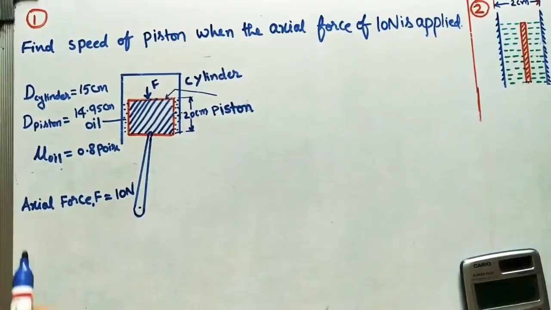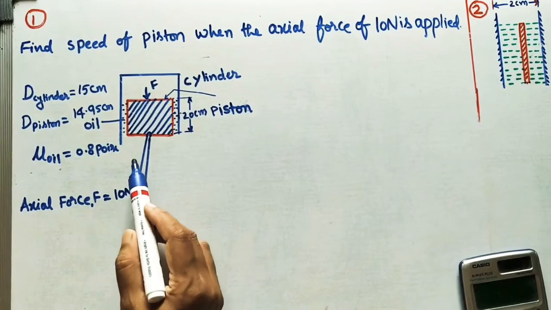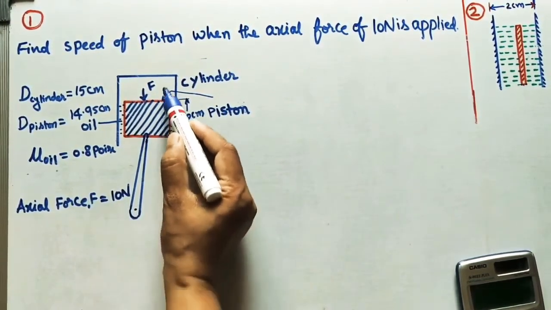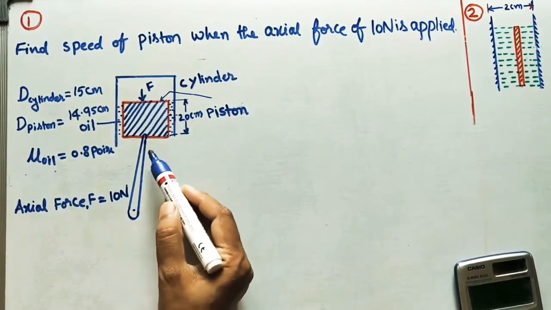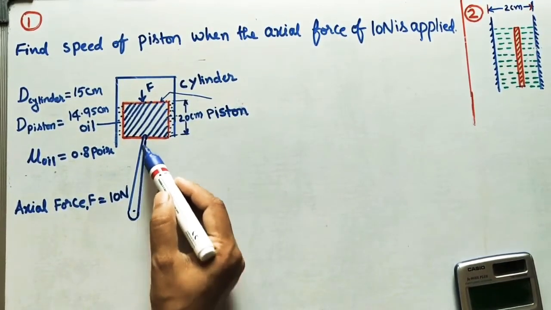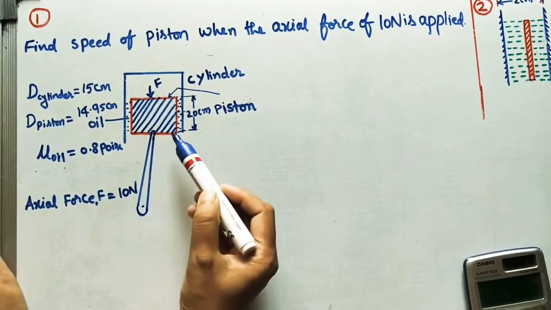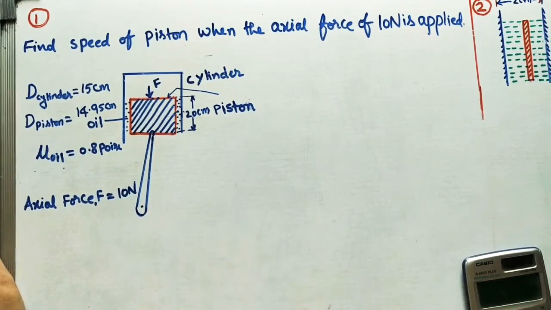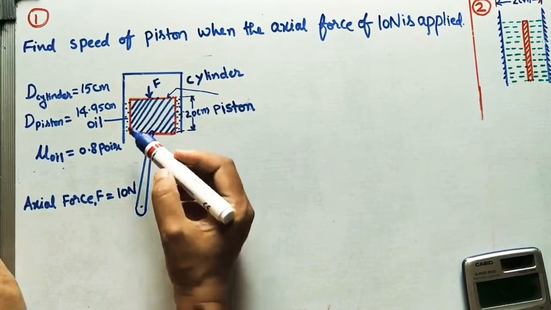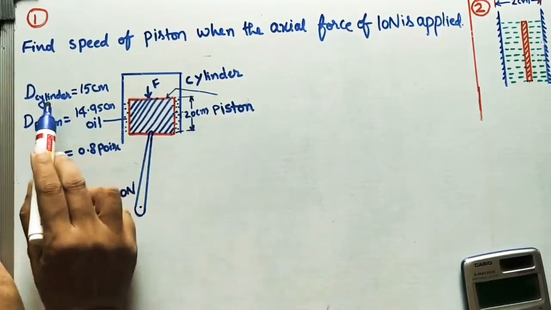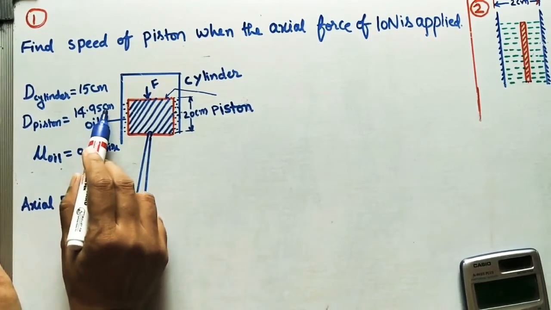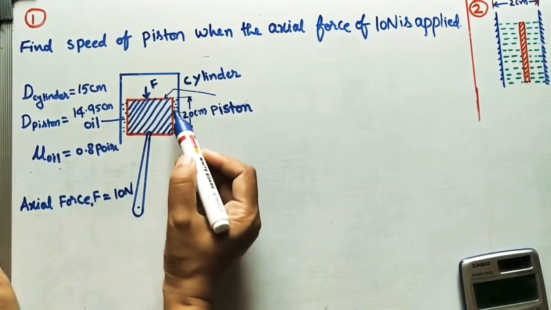Take the first one. In it, the arrangement of the cylinder and piston is given. As we know, the piston is moving up and down, it is reciprocating. It is connected to the connecting rod, and here the piston's reciprocating motion is converted into circular motion of the flywheel. Now the given data: the cylinder diameter is 15 centimeter, and the piston diameter is 14.95 centimeter. In between, some oil is there.